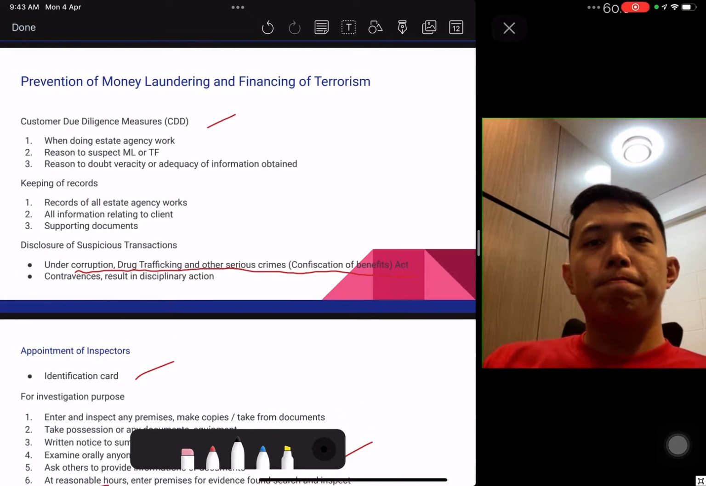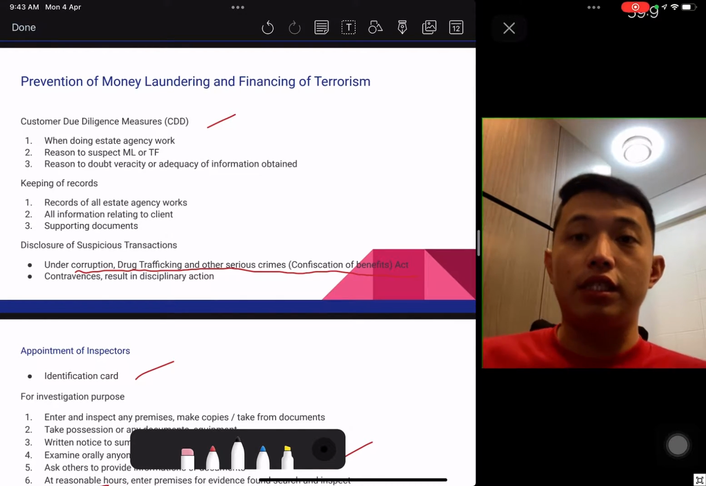So next, money laundering and financing terrorism. This is very important.